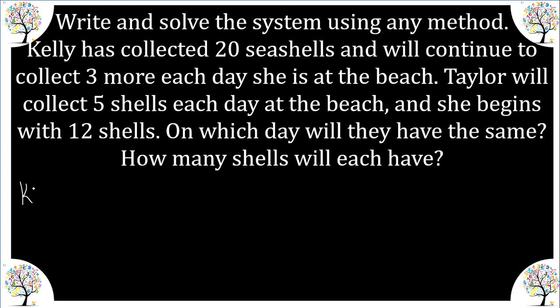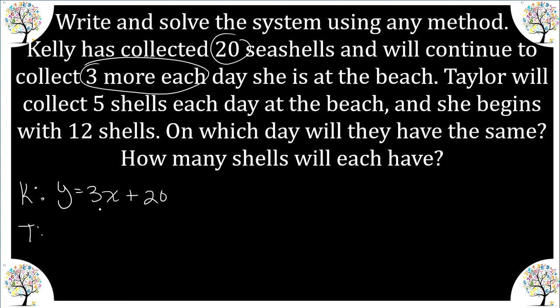So I'm going to write an equation for Kelly. She has 20, and then she's going to collect 3 more each day. So her total shells is 3x plus 20. X is going to stand for days. Y is total shells. Taylor collects 5 each day, so her total shells is 5x, and she starts out with 12.